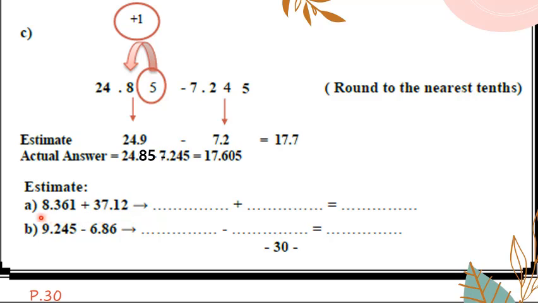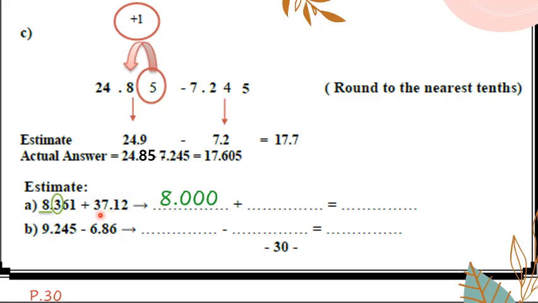So I will underline the ones. The ones here is 8. So look to the right side of 8. It will be, yes, 3. 3 is one of the weak numbers. So I will not add any number to 8. So I will keep 8 as it is. So it will be 8.000 plus, let me see, the next number, 37.12.